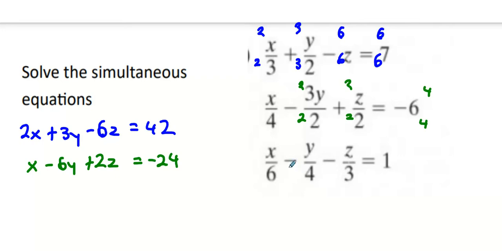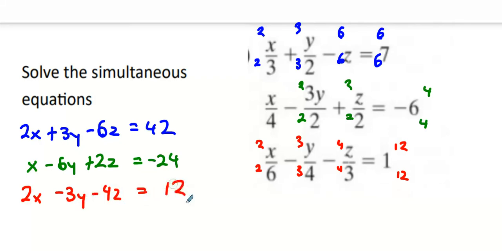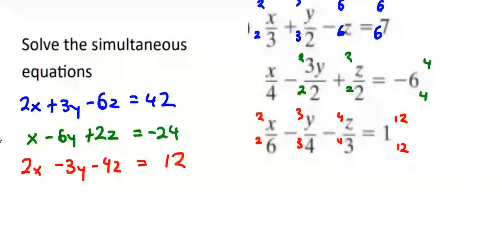And finally, the last one, we're going to be using 12ths. So 2 top and bottom, 3 top and bottom, 4 top and bottom, and you've got to remember the other side as well. 12 top and bottom. Okay, and you're going to get 2x minus 3y minus 4z equals 12. Now, to be fair to you, lads, most of you were pretty good at this.